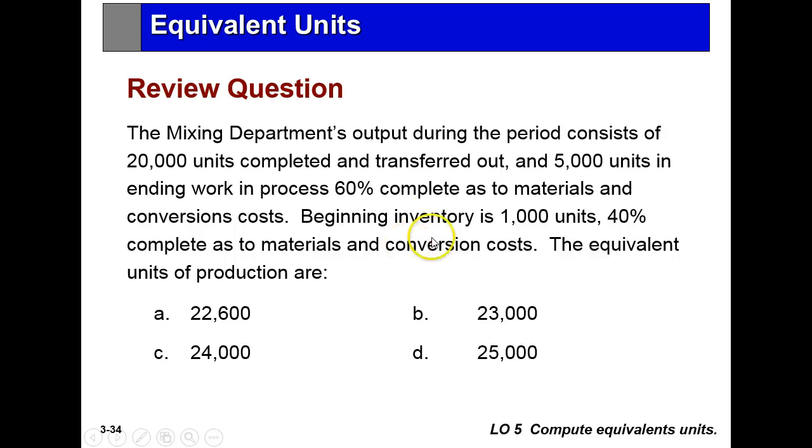So let's look at a question here. Sometimes we'll take a break and do a problem. Sometimes that's the best way to do it. The mixing department's output during the period consists of 20,000 units completed and transferred out, and 5,000 units in ending work in process, 60% complete as to materials and conversion costs. Beginning inventory is 1,000 units, 40% complete as to materials and conversion cost.